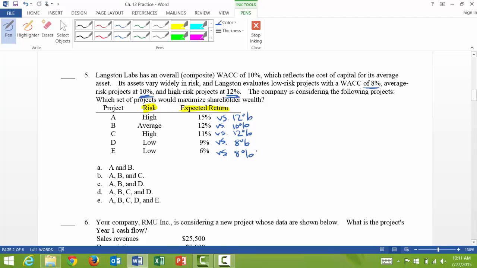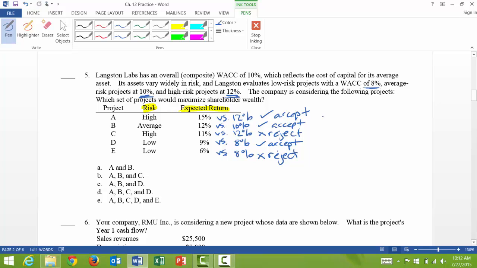So what I want to basically analyze is, are the expected returns greater than the weighted average cost of capital? Because if they are, those are the projects that we want to accept. If it's less than the weighted average cost of capital, then we want to reject those projects. So 15 is greater than 12, and so that's good, we would accept it. 12 is greater than 10 for project B, so we would want to accept that one. 11 is less than 12, so for project C, we would want to reject that one. 9 for project D is greater than 8, so I would want to accept that one. And 6 is less than 8 for project E, and so I'd want to reject that one.